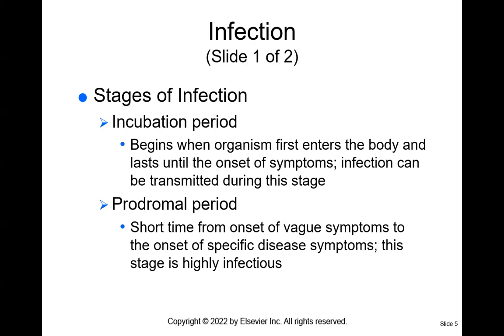The prodromal period is the short time from the onset of vague symptoms, just maybe a little bit of malaise. And I do think that is a question that you will see, just general kind of, you know, not feeling well, right? That's the prodromal period. Okay, and so it's a short time of onset of vague symptoms to specific symptoms. And during this stage, the patient is highly infectious. So that's a short time.